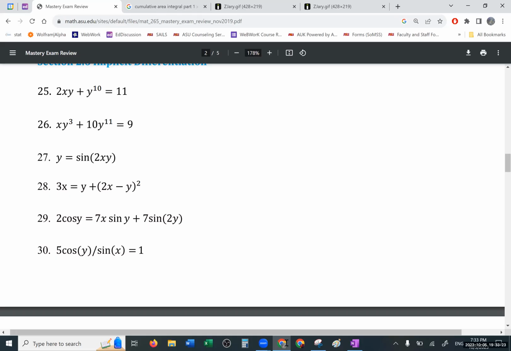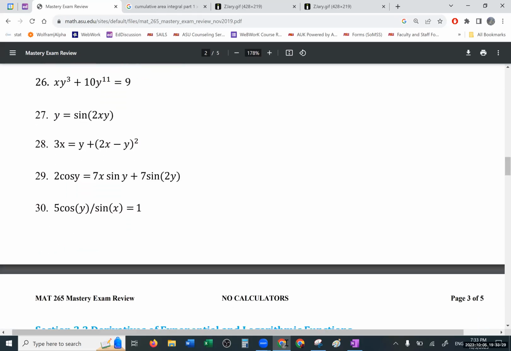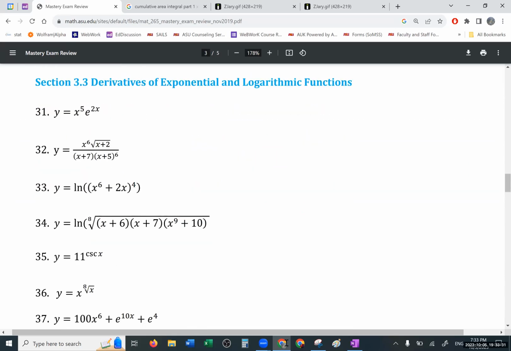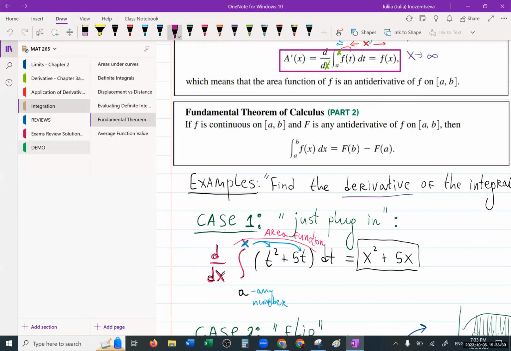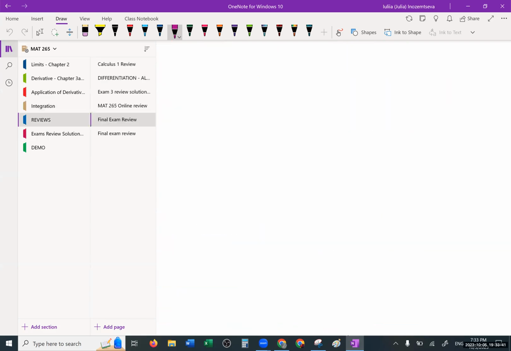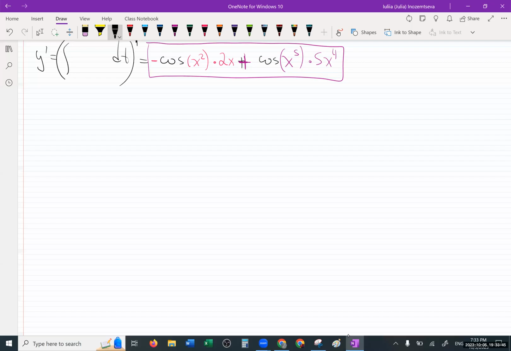Do you want me to repeat? Oh, I think I did, right? Yeah, I already did implicit differentiation in this review. So practice that. Product rule, quotient rule with those things. X to the 5, e to the 2x. Kind of like this example. It's a nice review of lots of stuff.